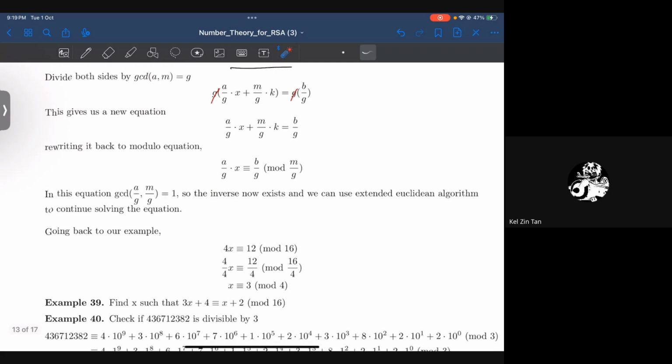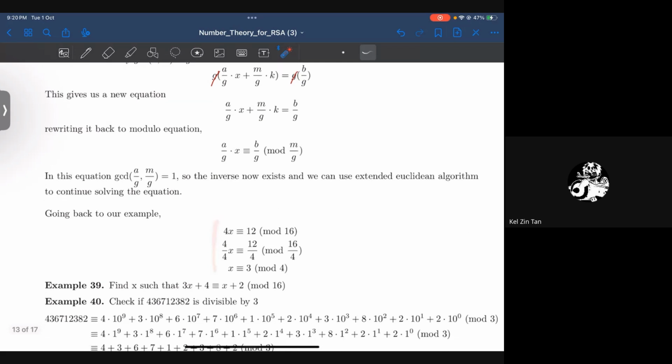More explicitly, let's look back at the example. We have that 4x is equal to 12 modulo 16. The GCD of 4 and 16 is 4, so we divide the term with 4, and then we divide the modulo with 4. In the end, we get that x is congruent to 3 modulo 4. That is our final solution.